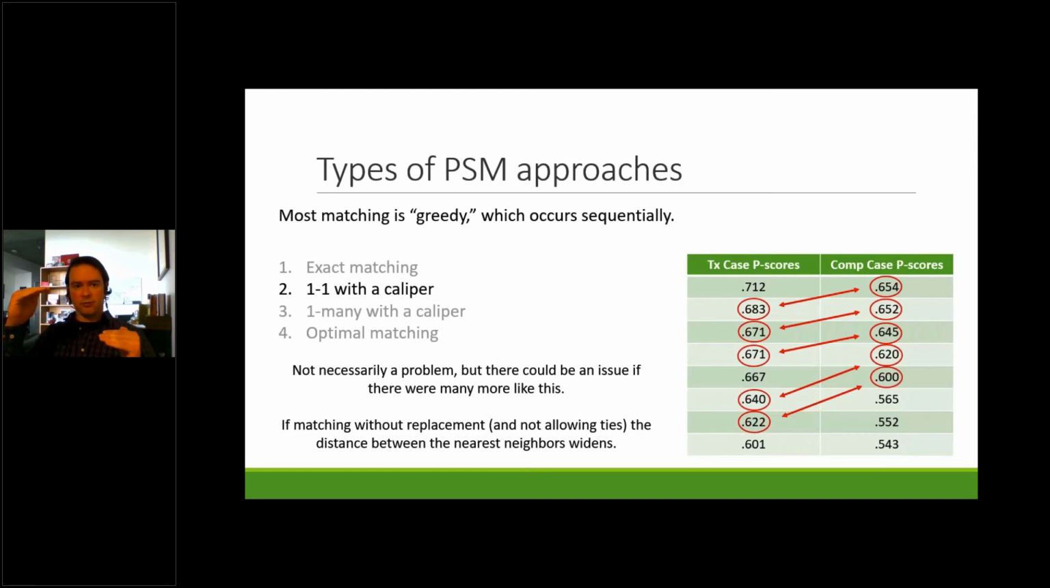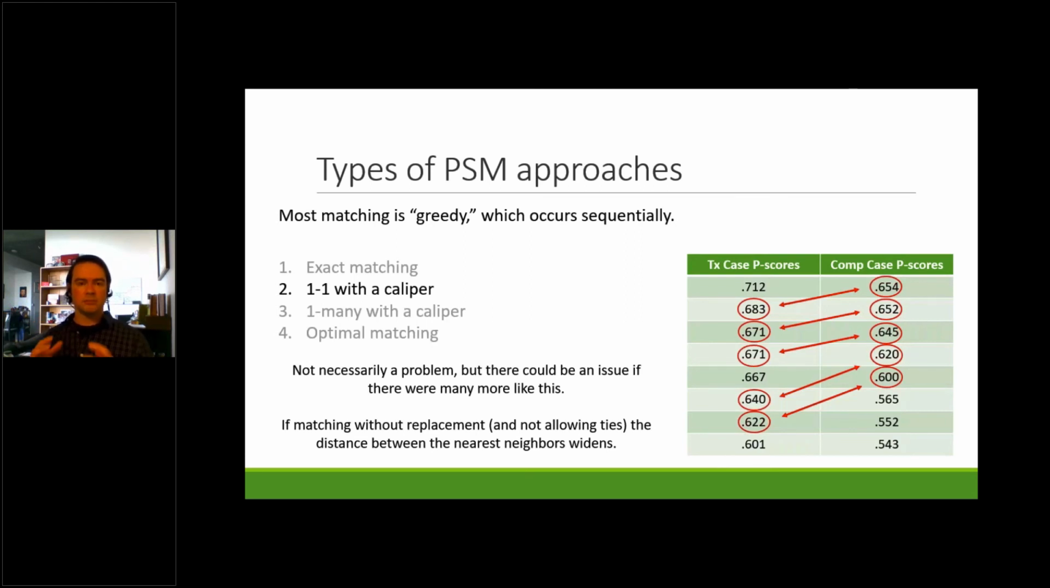And those could get further and further apart. So the last few matches that you get, so long as it's still within the caliper, and this is why a caliper is so important, they're going to be further apart than the initial matches that the program found.